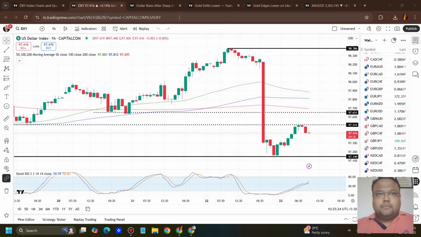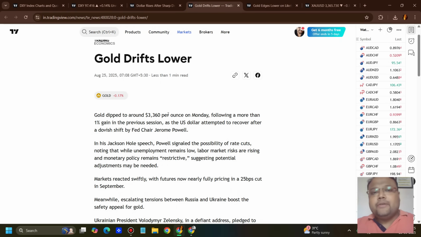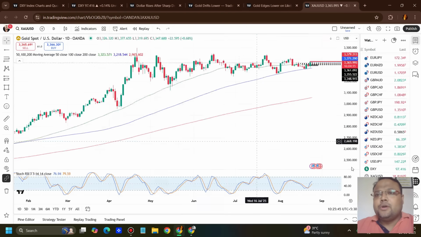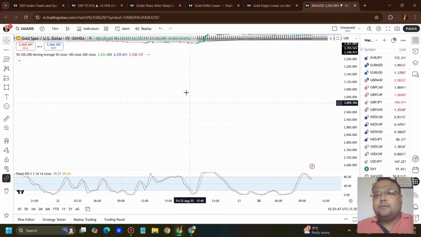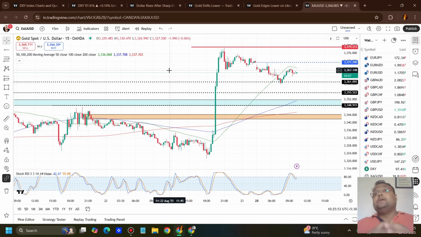And if you look at the market sentiment of gold, you can see gold drifts lower. Gold dipped to around 3360 per ounce on Monday, following a more than 1% gain in the previous session as the US dollar attempted to recover after a dovish shift by Federal Reserve Chairman Jerome Powell. Gold edges lower on likely technical correction. So whatever we are witnessing on gold right now is just a technical correction. Again, I'm repeating, the overall trend of the market is still not very clear to us because technically gold is stuck in a range, but for day traders, more or less gold is bullish right now. So let's plan our trades accordingly.